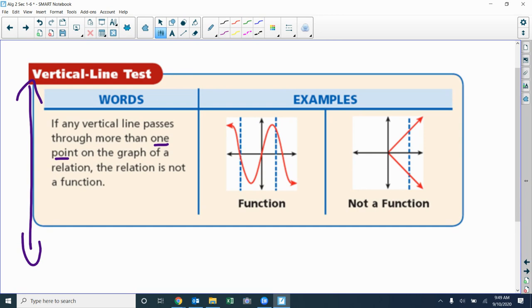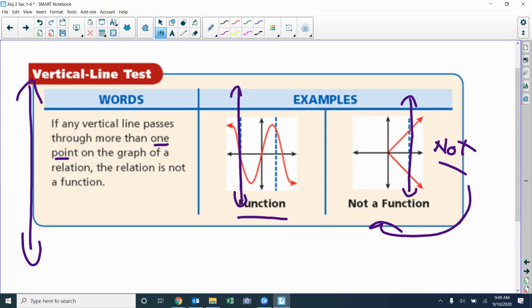So for example, here is a function, of course. Vertical line test, no matter where we go, up and down, it only passes once. A lot of our work will be done with graphs, okay? Here it obviously crosses once, crosses twice. Not a function. Woohoo! You guys are hanging in there pretty good, thank you.